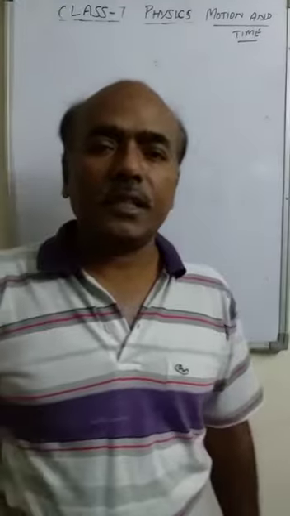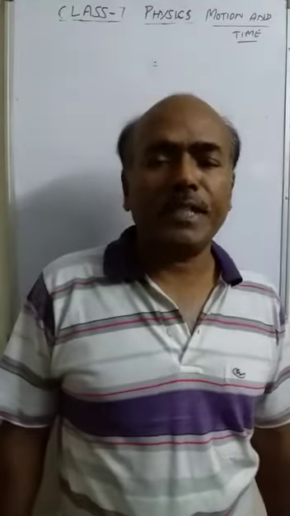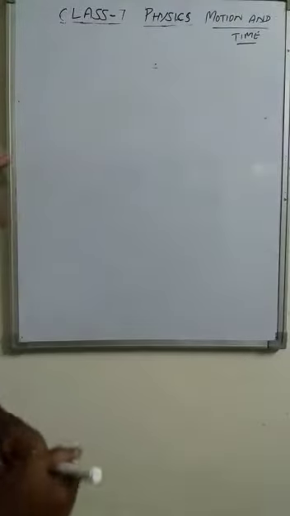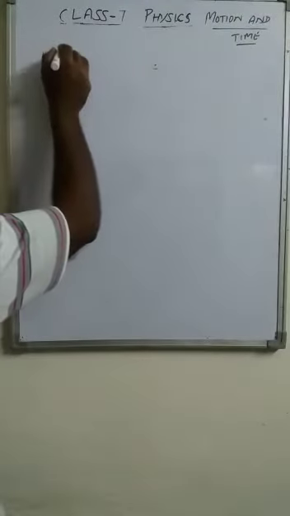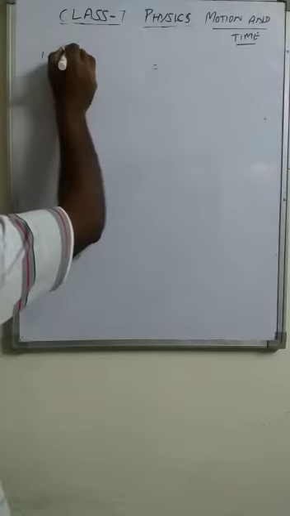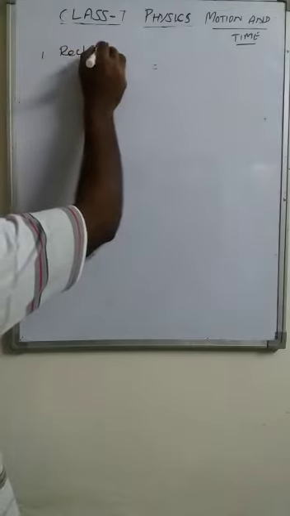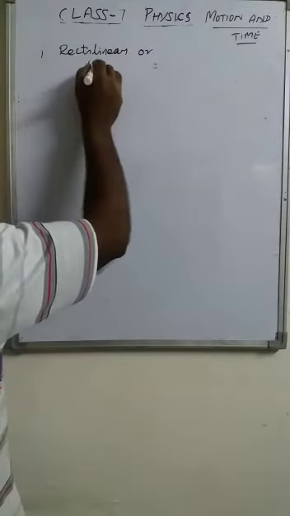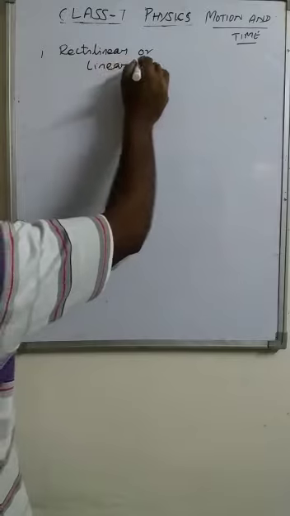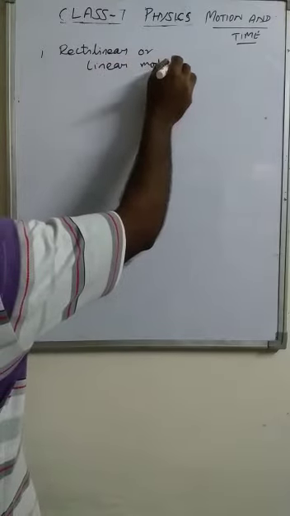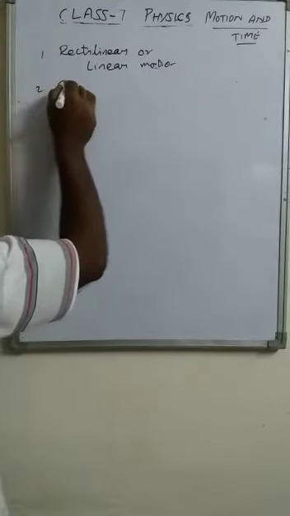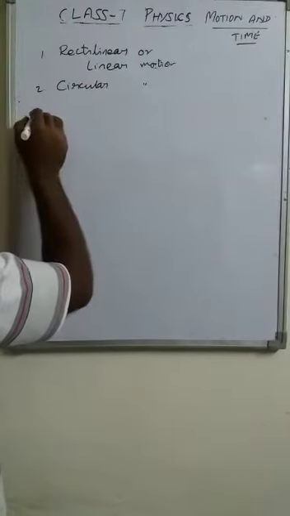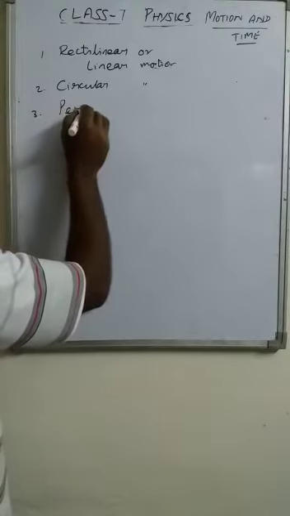In the last session, we were talking about the different types of motion. The different types of motion are: one is rectilinear, or it can also be called linear motion. Second, circular motion. Third, periodic motion.